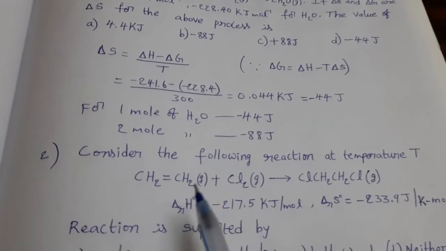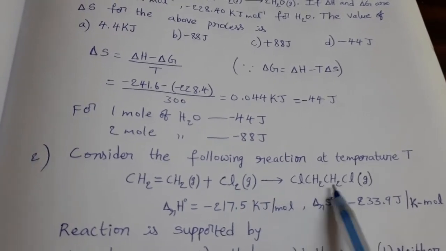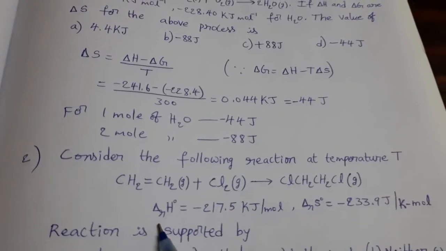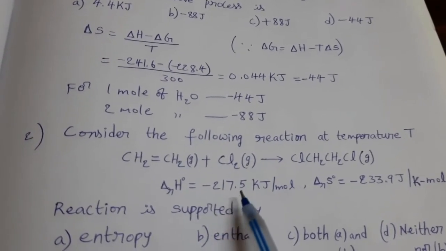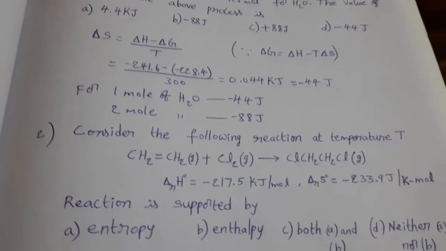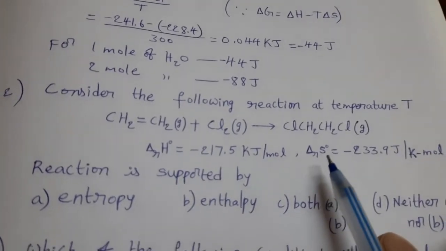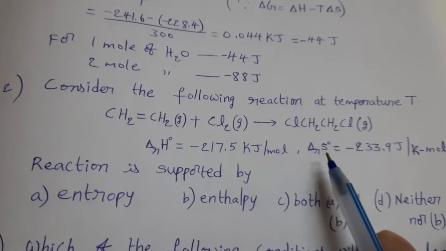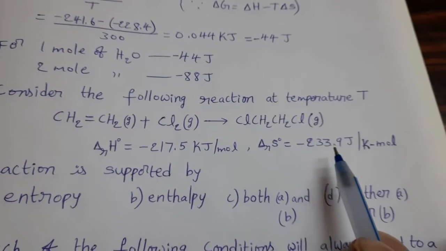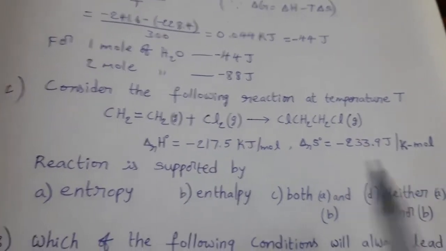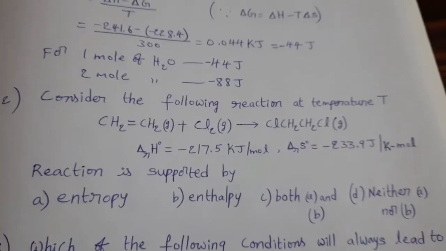Next, consider the following reaction at a temperature T, capital T. CH2 double bond CH2, this is ethylene, plus Cl2 gives rise to Cl CH2 CH2 Cl. Enthalpy change of the reaction delta R H naught is minus 217.5 kilojoule per mole. Entropy change of the reaction, standard entropy change of the reaction delta R S naught, that is minus 233.9 joule Kelvin mole.